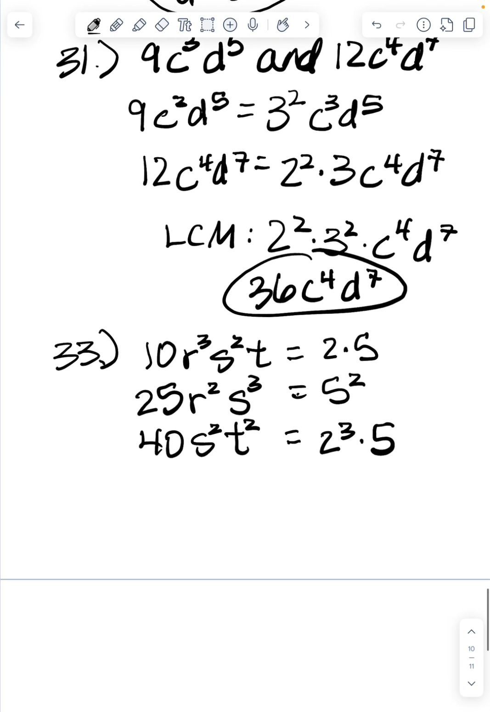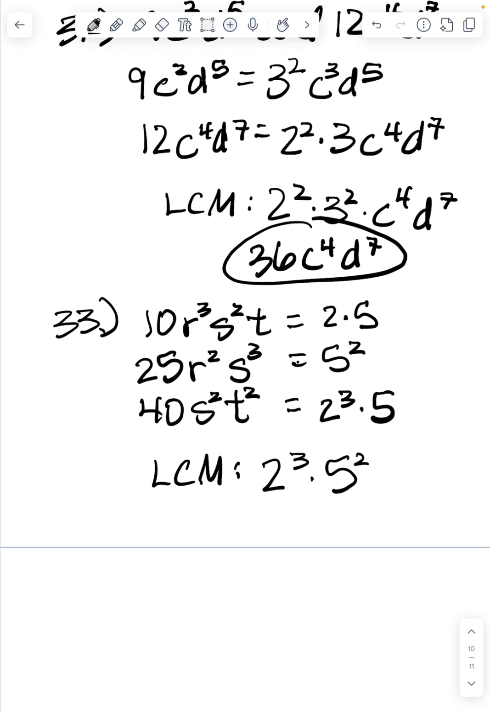So I'm not going to write out all the variables every time. I'm just going to do these, and then I'll just look back at the variables to find the highest power of each of those. So for the numbers, highest power on the 2's is 2 cubed. Highest power on the 5's is 5 squared. And then highest power on the r's is r cubed, on the s's is s cubed, and on the t's is t squared. So we end up having 200 r cubed, s cubed, t squared.